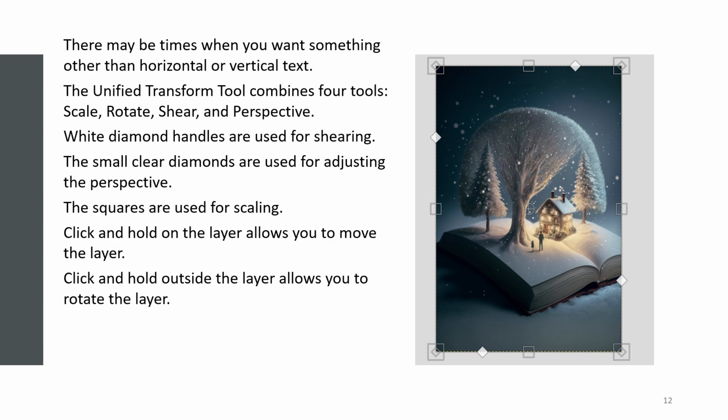There may be times when you want something other than horizontal or vertical text. The Unified Transform tool combines 4 tools: Scale, Rotate, Shear, and Perspective. White diamond handles are used for shearing. The small clear diamonds are used for adjusting the perspective. The squares are used for scaling.